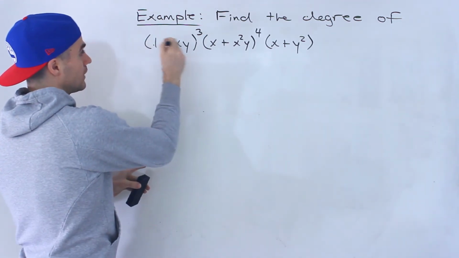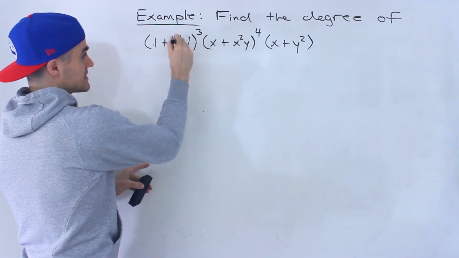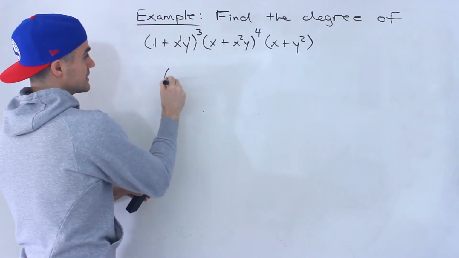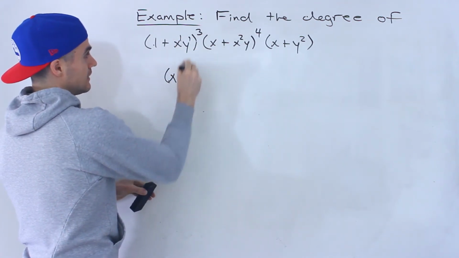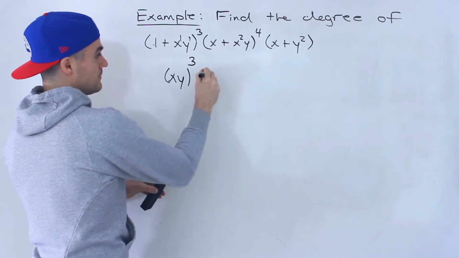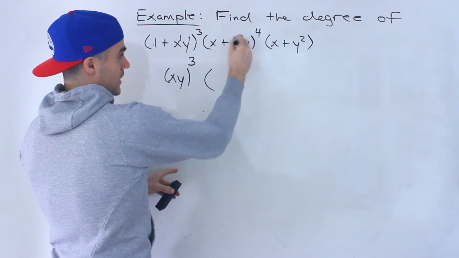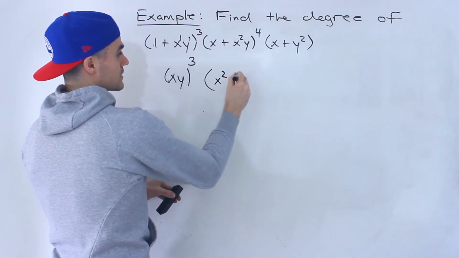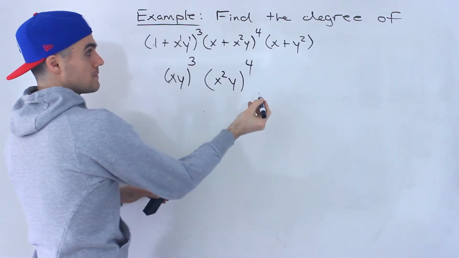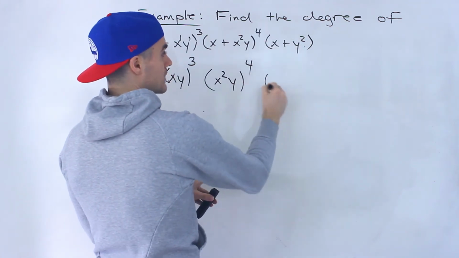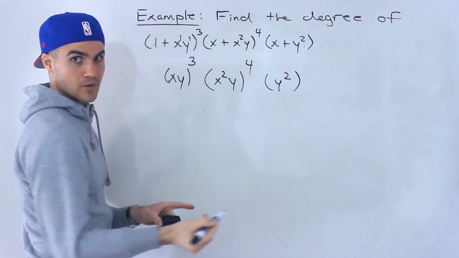So notice between 1 and xy, this has a degree of 2, right? So we could take just that, take it to the exponent 3. Between x and x^2 y, this would have the highest degree in that bracket. So we'd have x^2 y, that would be to the power of 4. And then between x and y^2, the highest degree would be y^2, like that.